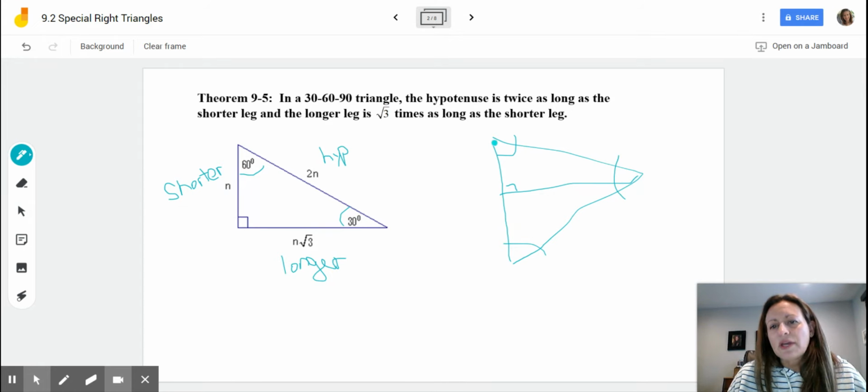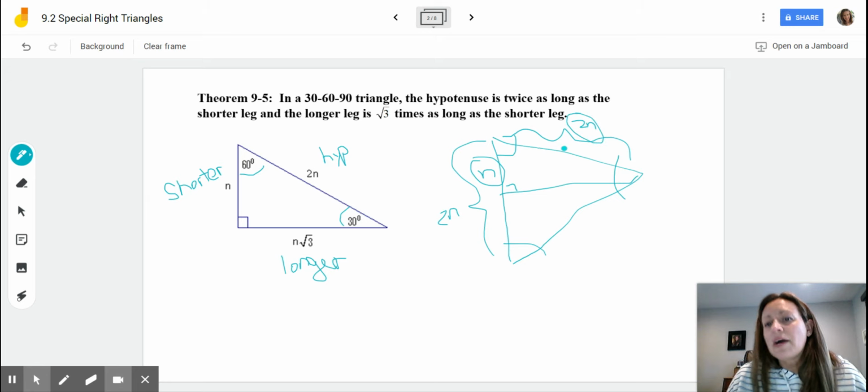So if this little piece is n, this whole side would be 2n. And so would this whole side be 2n. So there's why the short leg is half of the hypotenuse, and the hypotenuse is twice as long as the short leg. And then why is this side going to be n times radical 3?